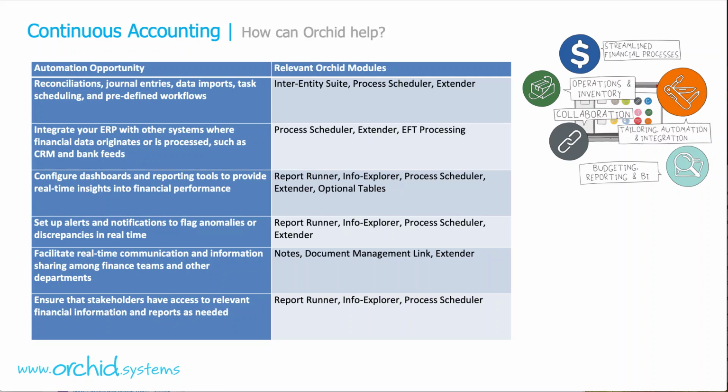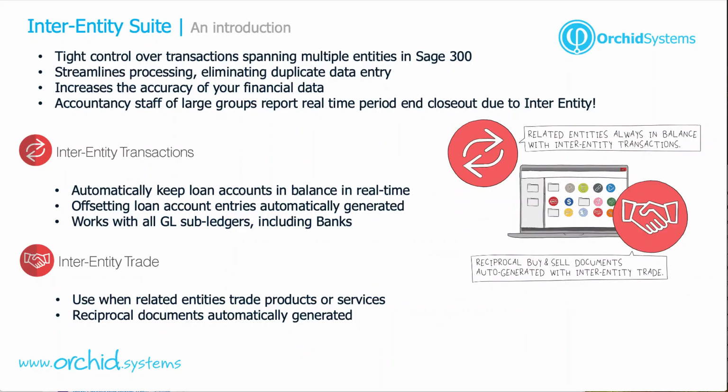Now we'll run through a brief overview of the key Orchid products mentioned here and how they can help with continuous accounting. First of all, Inter-Entity. Inter-Entity provides tight control over transactions spanning multiple entities in Sage 300. It streamlines processing, eliminating duplicate data entry, increases the accuracy of your financial data, and the accountancy staff of large groups have reported that real-time period-end closeout is possible due to Inter-Entity.